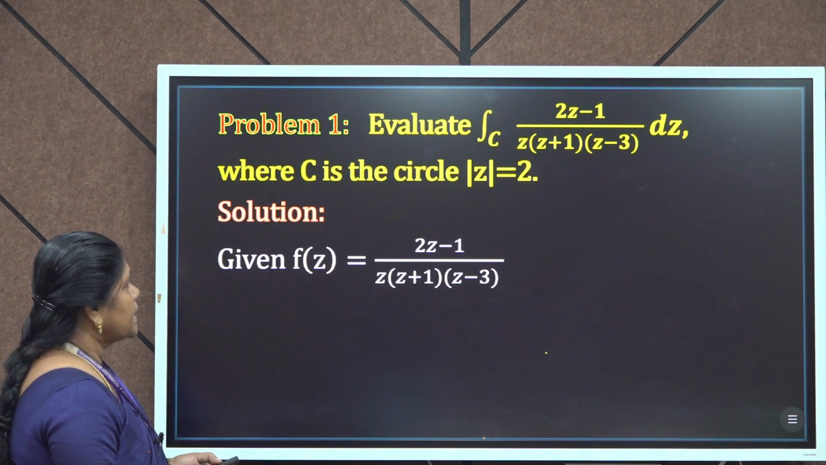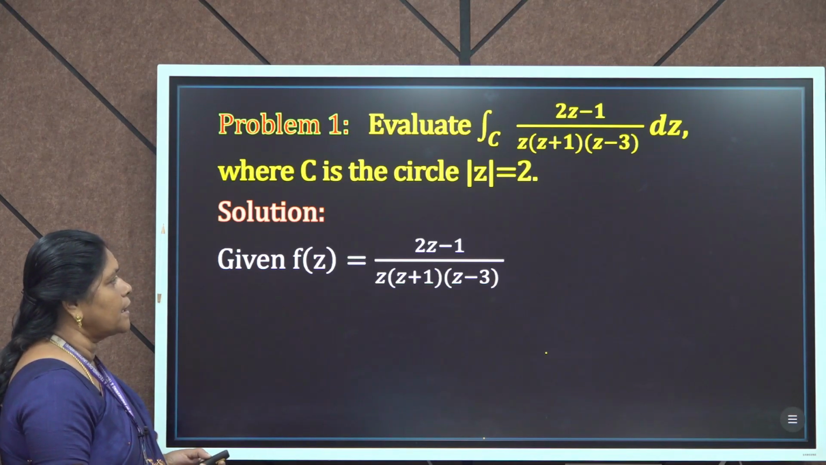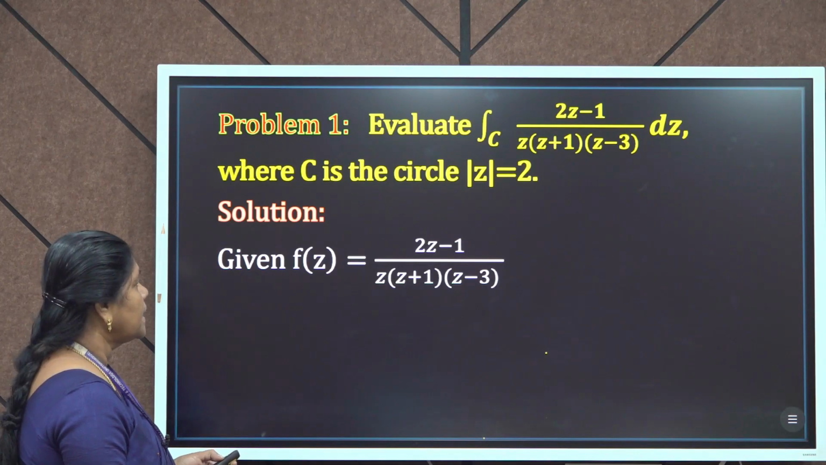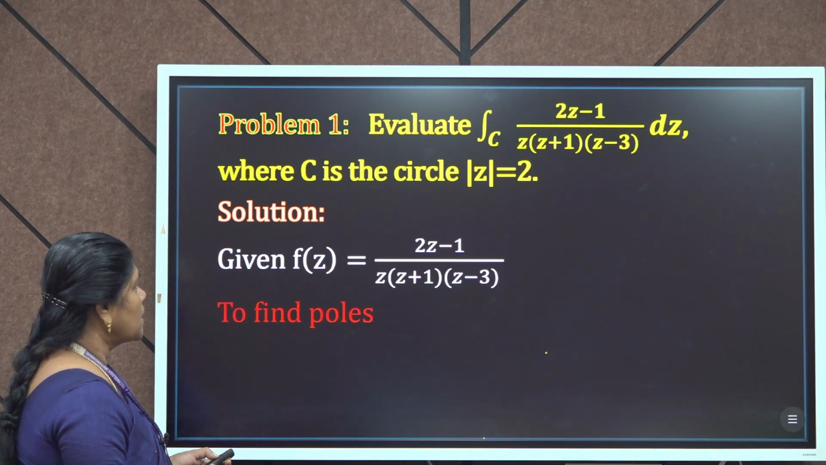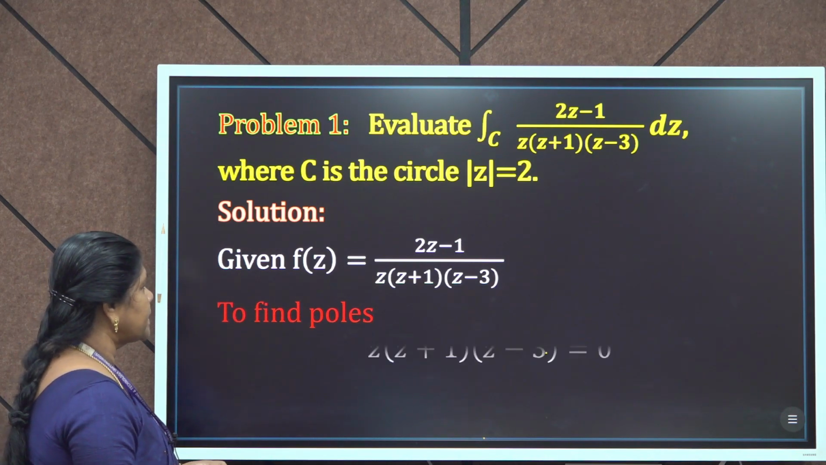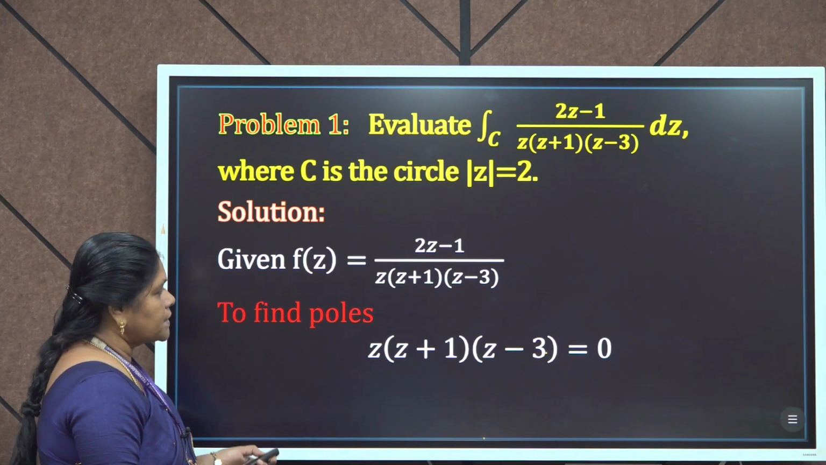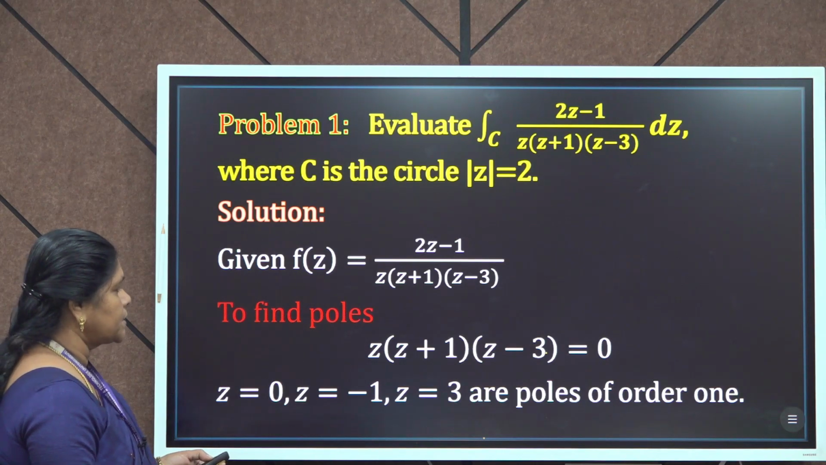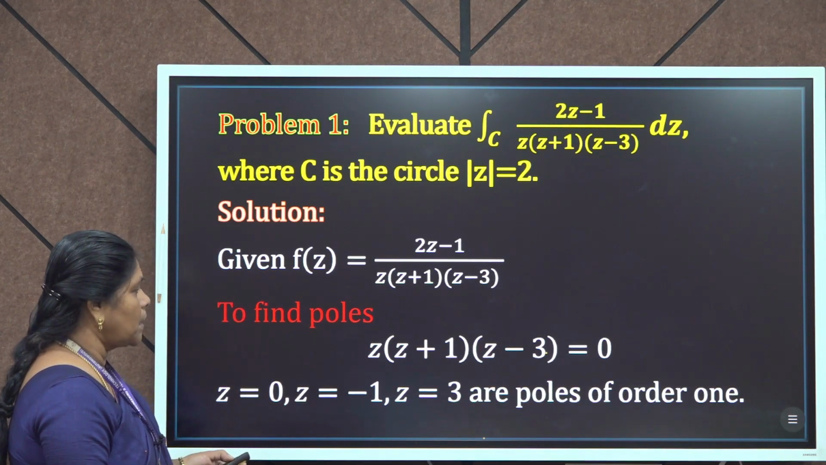Now consider f of z as the integrand, (2z minus 1) divided by z into (z plus 1) into (z minus 3). Here first let us find the poles. Poles are the values of z at which the denominator is equal to 0. Therefore, the poles are z is equal to 0, z is equal to minus 1 and z is equal to 3. All are simple poles.